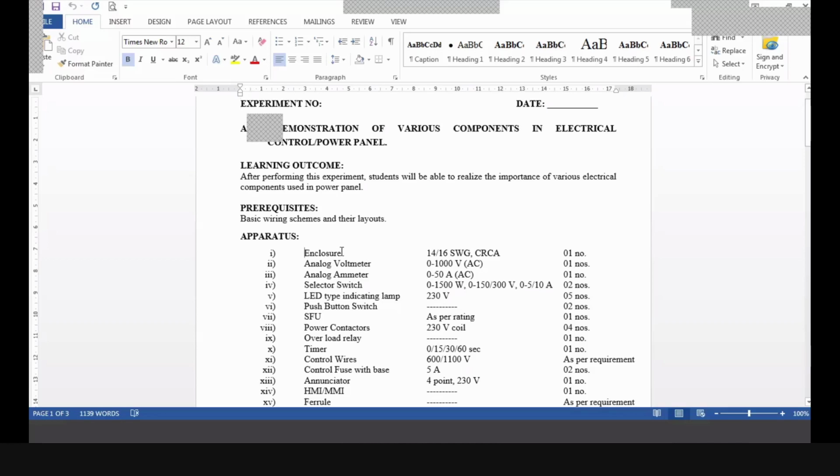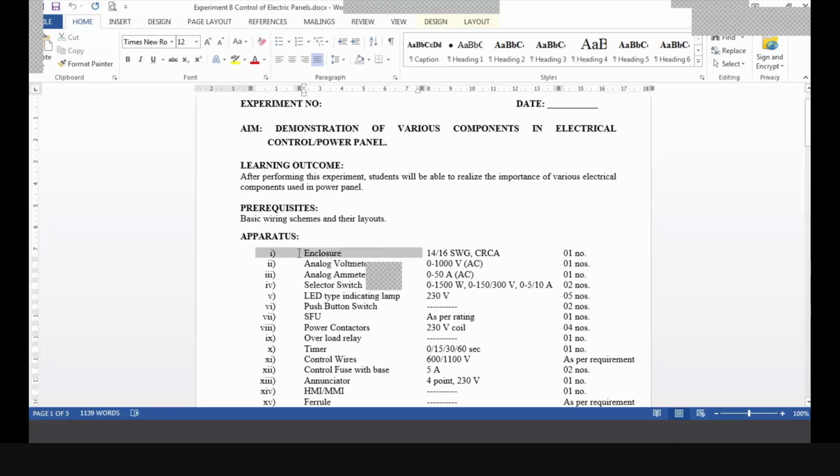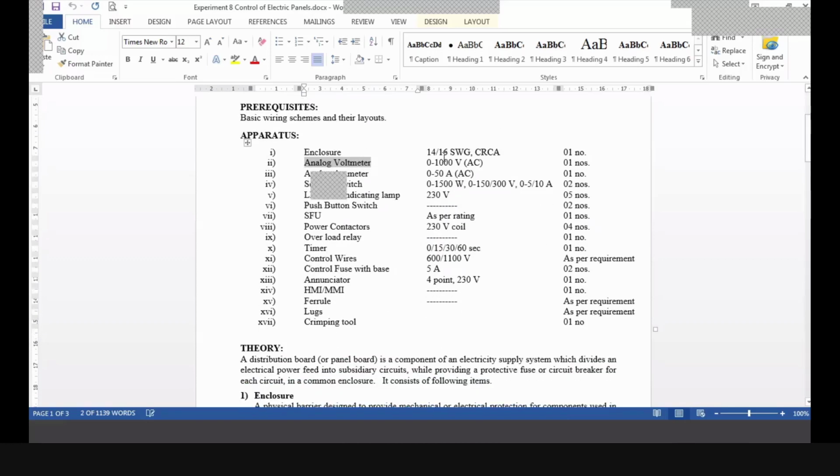So first of all, we have the enclosure, which makes a proper control panel. It's a box type. To make a control panel or electric panel, these components may be required, right? First of all, enclosure, then analog voltmeter to measure the voltage continuously, then analog ammeter to measure the current continuously, and select switch to select the phase.